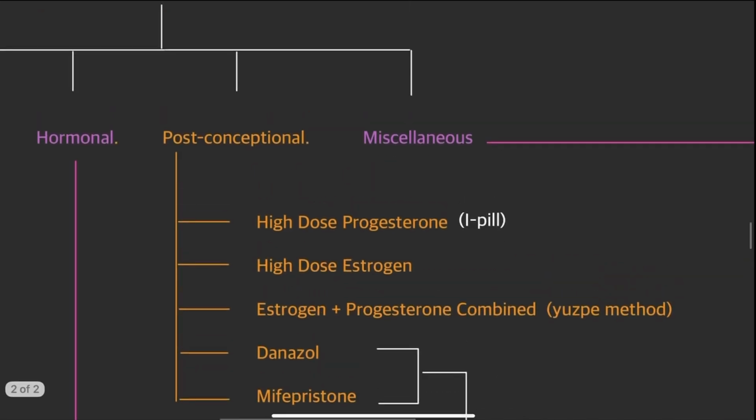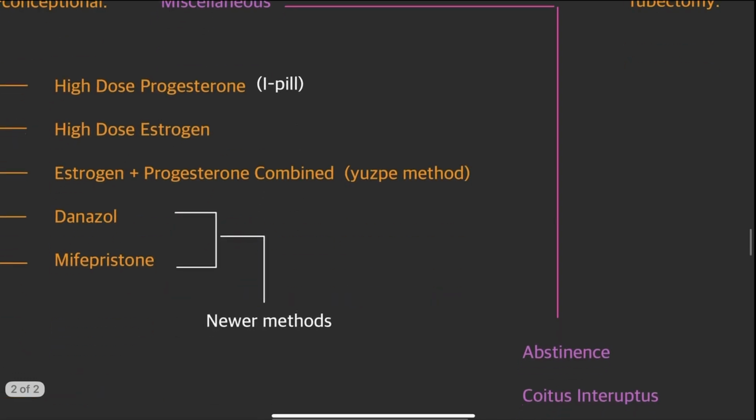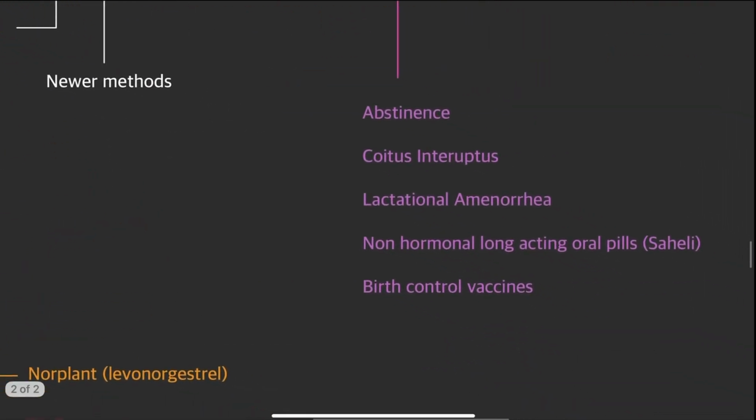Then we have miscellaneous methods. Let us trace this pink line. Here are some of the miscellaneous methods. We have abstinence. What is abstinence? Not doing intercourse during the fertile period. Then the second one is coitus interruptus, also known as the withdrawal method, in which the male withdraws his genital organ before the climax. The third one is lactational amenorrhea. This is a natural method in which there is no ovulation in the first 6 months after delivery.